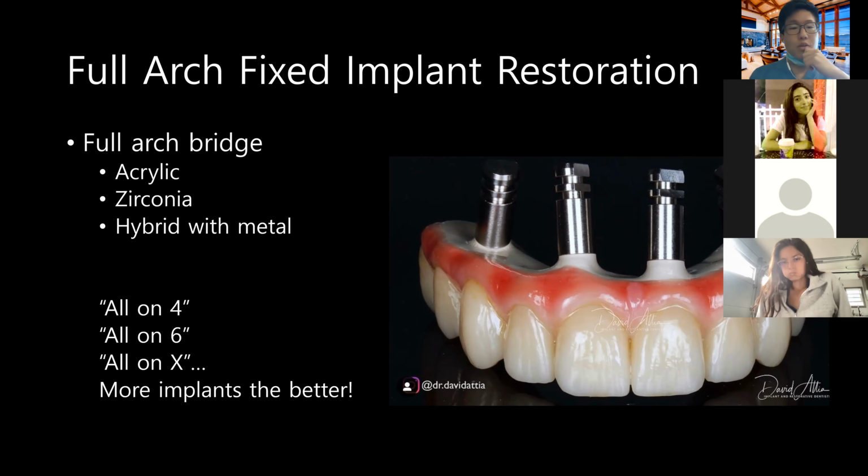And we usually talk about this in terms of how many implants there are. Like all on 4 means the whole restoration on 4 implants. All on 6 means the whole restoration on 6 implants. So we like to just say all on X, because X can be any number of implants. An important principle about number of implants: more implants, the better, because more implants mean a greater distribution of force, right? Compared to if you have fewer implants, each implant is going to take more force, right?